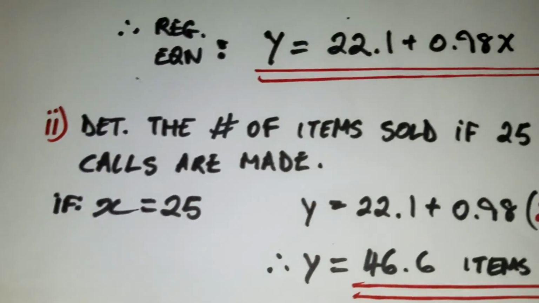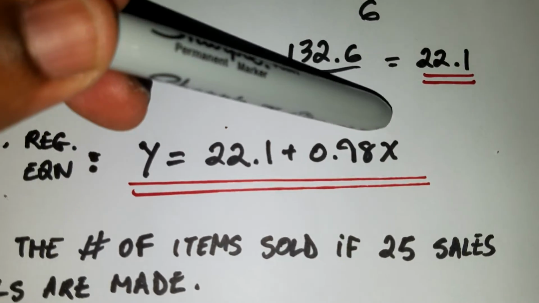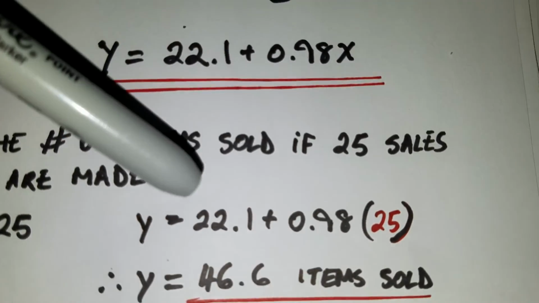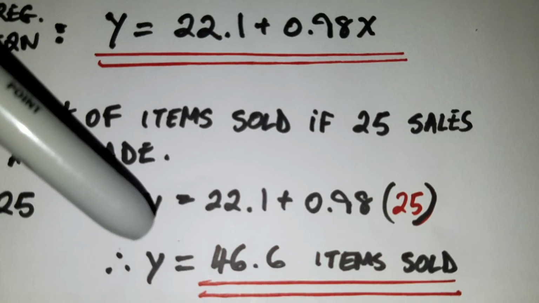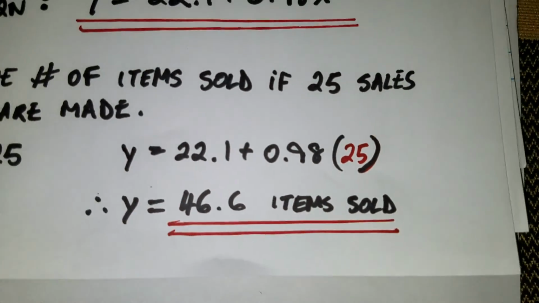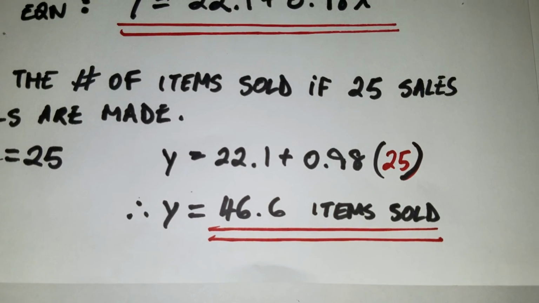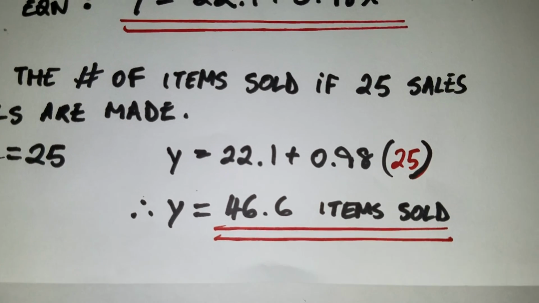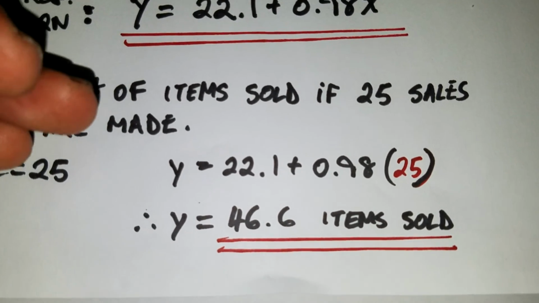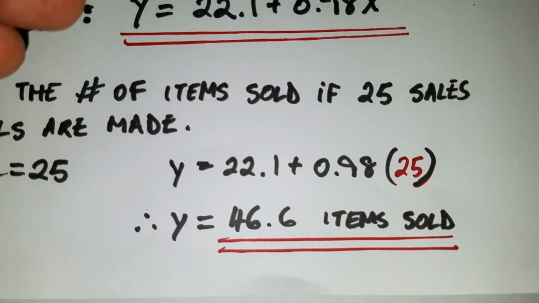So if x is 25, all we do is substitute 25 where x is in our regression equation, and we get 25 times 0.98 plus 22.1, which will give us 46.6 items sold. So really and truly, we could round it up to 47 items sold as a more accurate estimate. And this is how we use the regression equation to estimate variables.